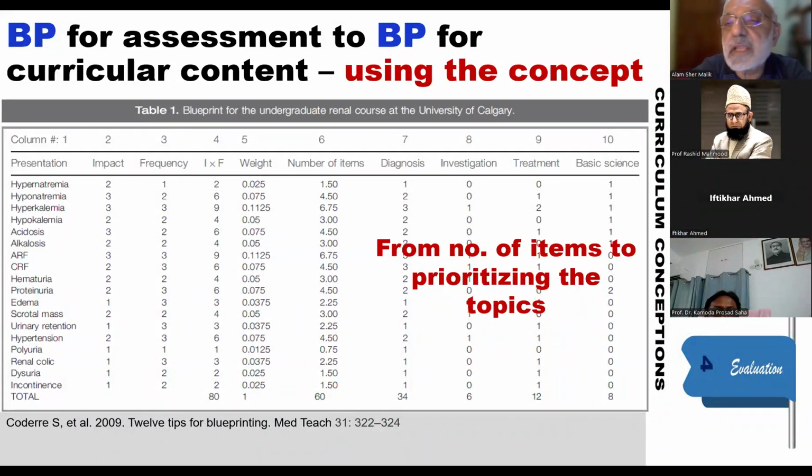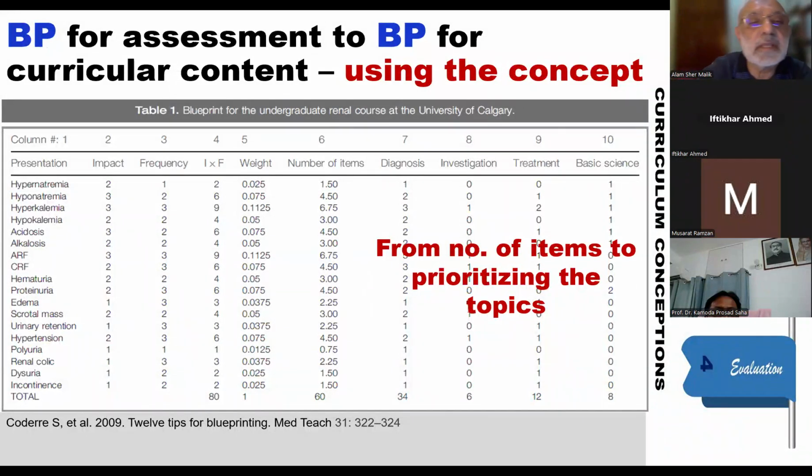This mechanism and this criteria is used to assess or to identify the important questions which need to be asked in the examination. And this is a table from the University of Calgary. Just to explain, this table relates to assessment rather than the identification of content, but I'm using this to explain how a concept from assessment can be applied to the content.